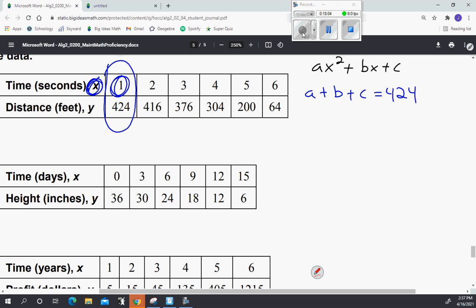My next equation is going to have 2 and 416. So it's going to be a times 2 squared plus b times 2 plus c equals 416. Okay, simplify that. It is 4a plus 2b plus c equals 416.